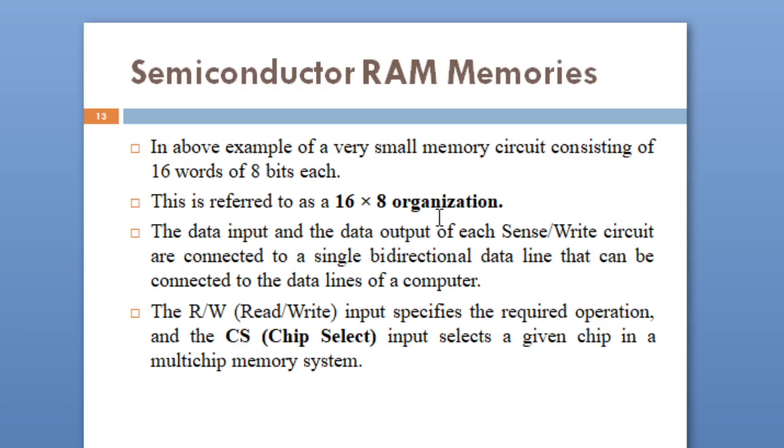The data input and the data output of each sense or write circuit are connected to a single bidirectional data line that can be connected to the data lines of a computer. The read or write input specifies the required operation, whether it is a read or write operation, and there is another input signal, that is CS, chip select. It selects a given chip in a multi-chip memory system. So the memory system will have multiple chips, and from which chip the data should be fetched is selected by this particular input signal, the chip select.